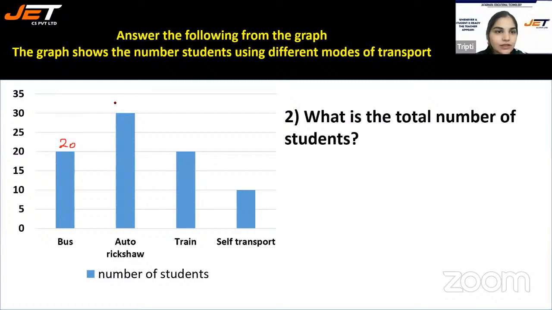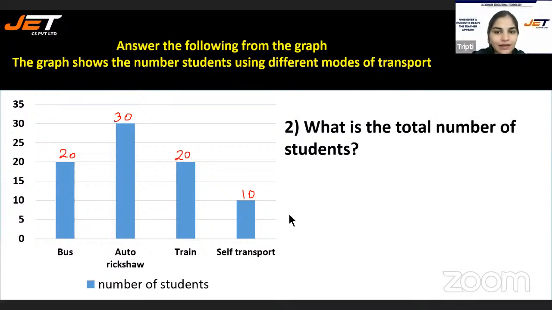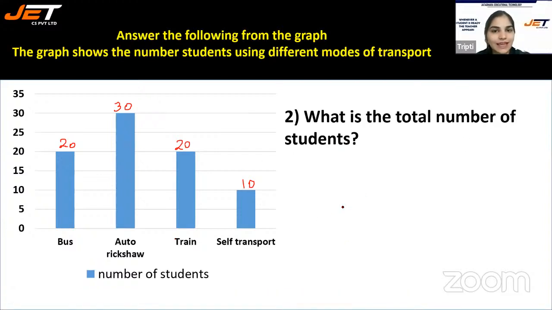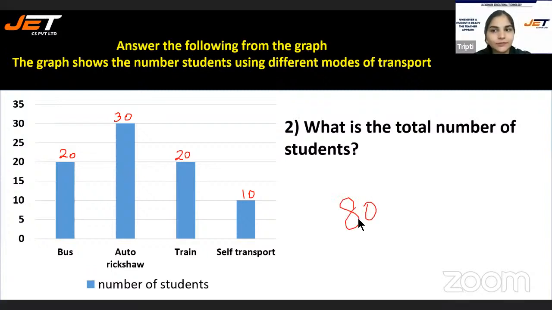20 here, 30 here, and then we have 20 again. And this is 10. So 20 plus 30 is 50, plus 20, 70, plus 10 is 80. We got 80. Total number of students is 80. Total means all. All right, let's move on.